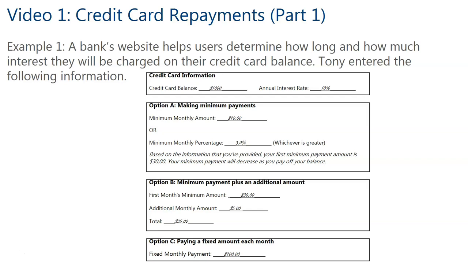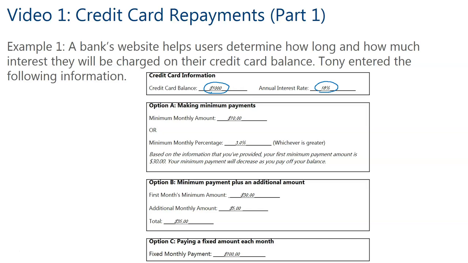So example 1. A bank's website helps users determine how long and how much interest they'll be charged on their credit card balance. Tony entered the following information on the website. So he said his credit card balance was $1,000 and he has an 18% annual interest rate. Now he was given 3 options. He could make minimum payments. Option B, make the minimum payment plus an additional amount. Or option C, pay a fixed amount each month.